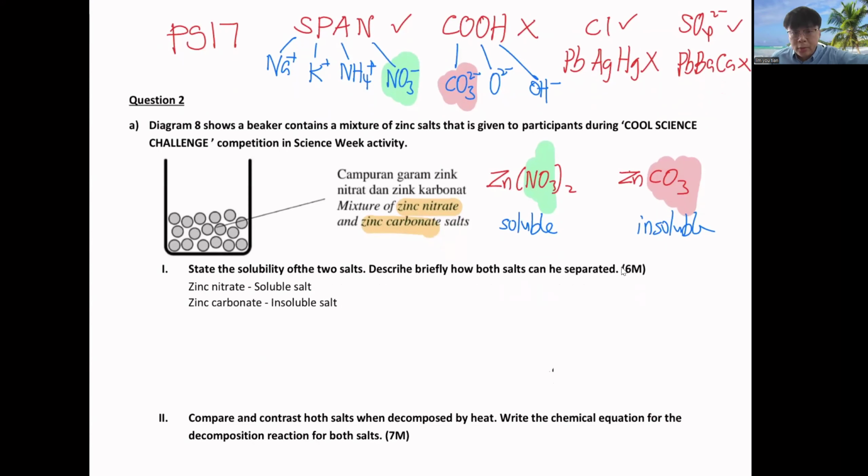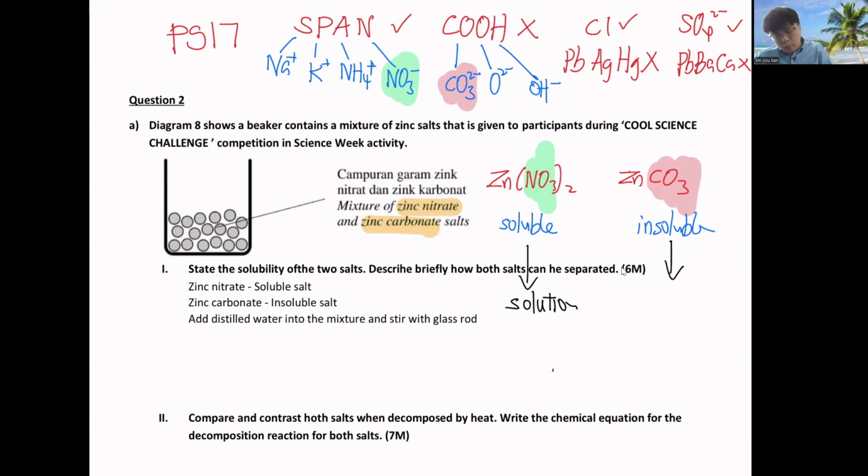These are all the sample questions from last year's questions. Then after that, they have an additional 4 marks and ask you how do you separate a soluble salt and insoluble salt? First, add a bit of distilled water into this mixture. Then after that, stir with a glass rod. The soluble one will become solution. The insoluble one will remain as solid. Then after that, we will filter the mixture.